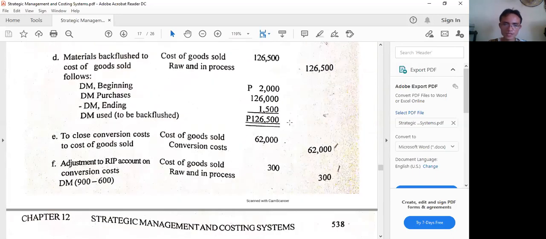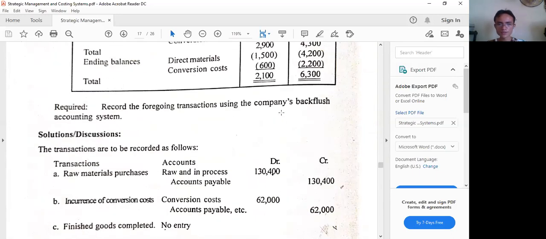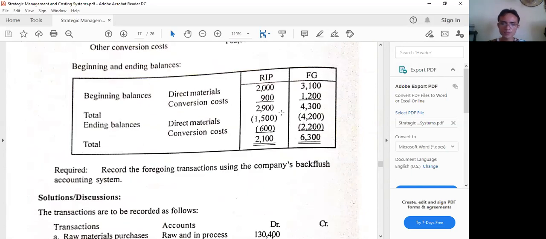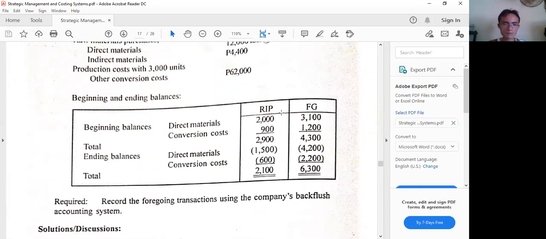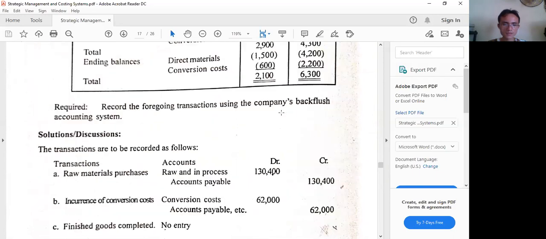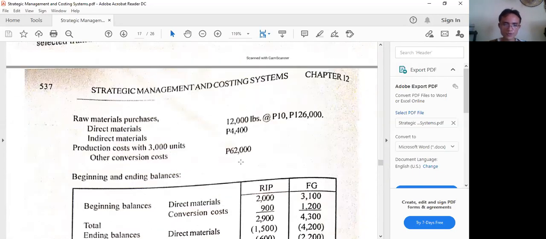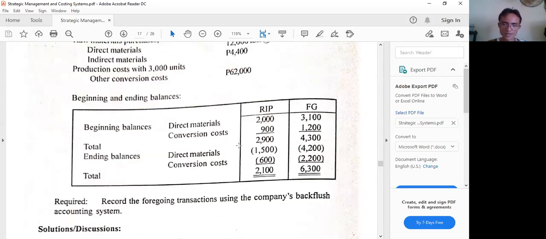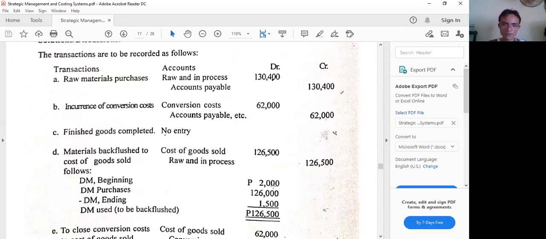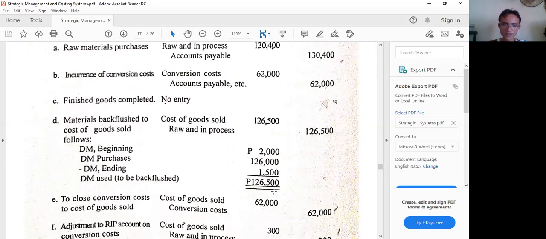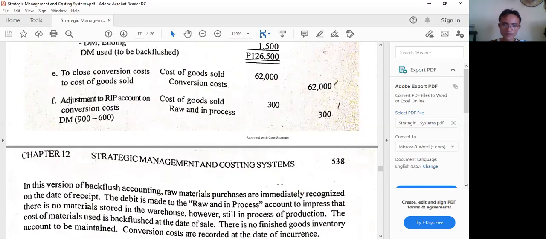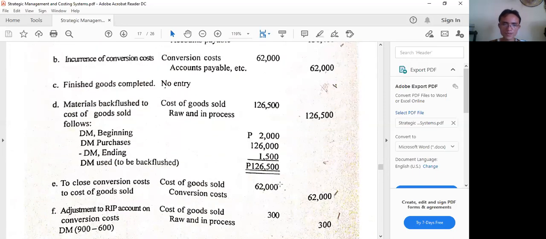Direct material purchases, and then the ending 1.5. So this probably is given here. So this is not like stated here somewhere. So this has to be given. Okay, so 2,000 plus 126,000 minus 1.5 is 126,500. So that would be for the raw and in process.